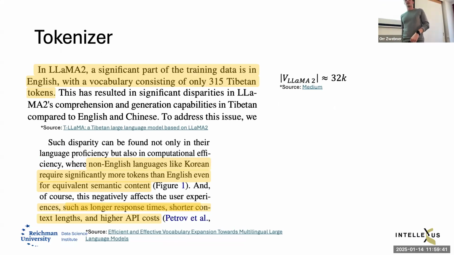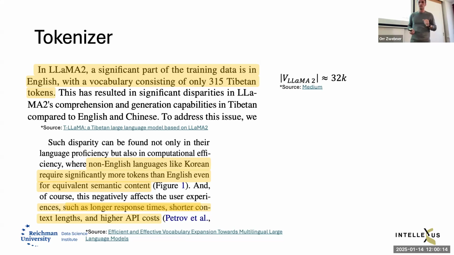Now we'll show some additional related papers that discuss exactly this problem. The first quote that you see here is from Tibetan Llama, a work that pre-trained Llama with Tibetan text. They claim that the model Llama 2, which is 2 versions before the Llama that Kai spoke about, has only 315 tokens in Tibetan, out of roughly 32,000 tokens. Around 1%. Is it high? Is it low? So apparently 315 is not enough.